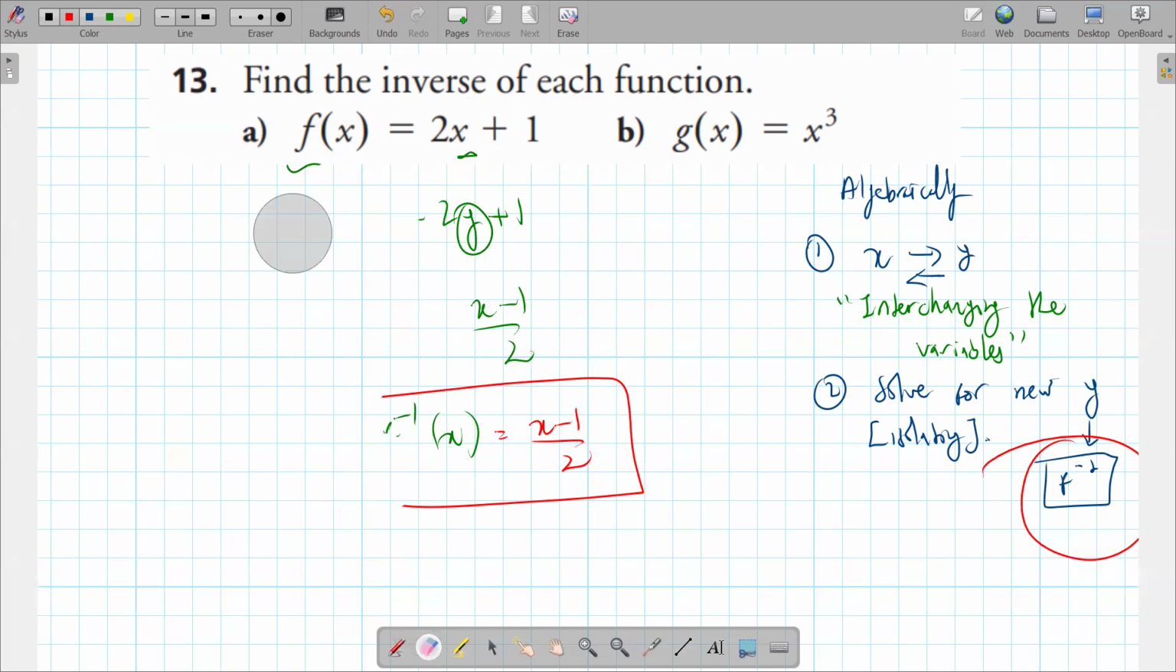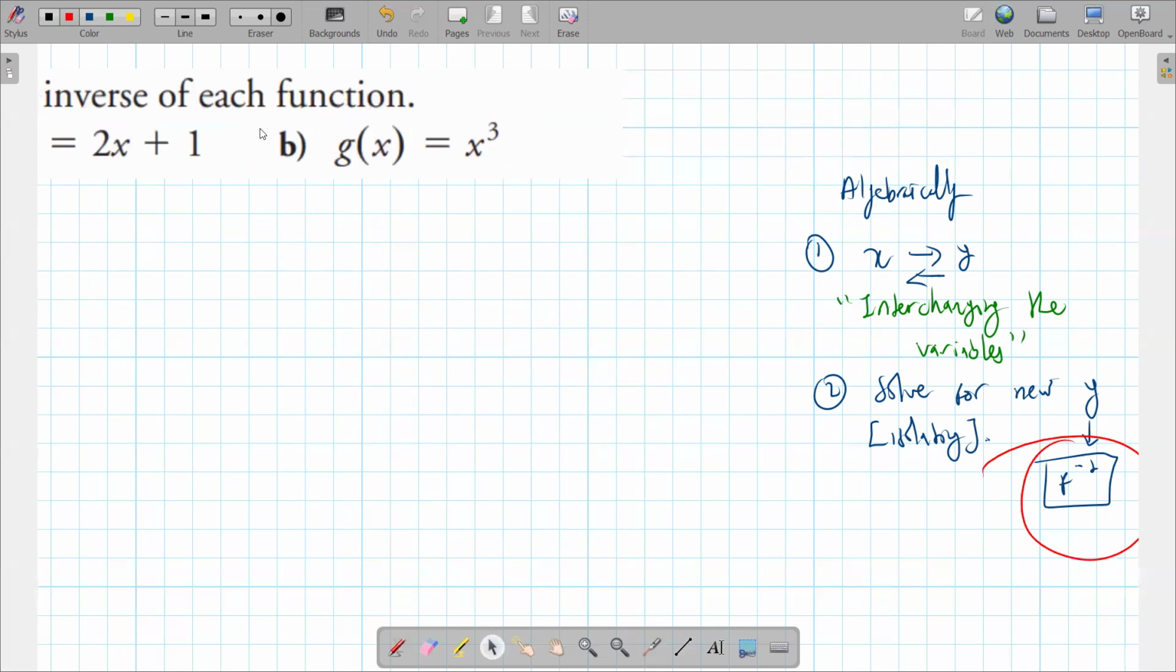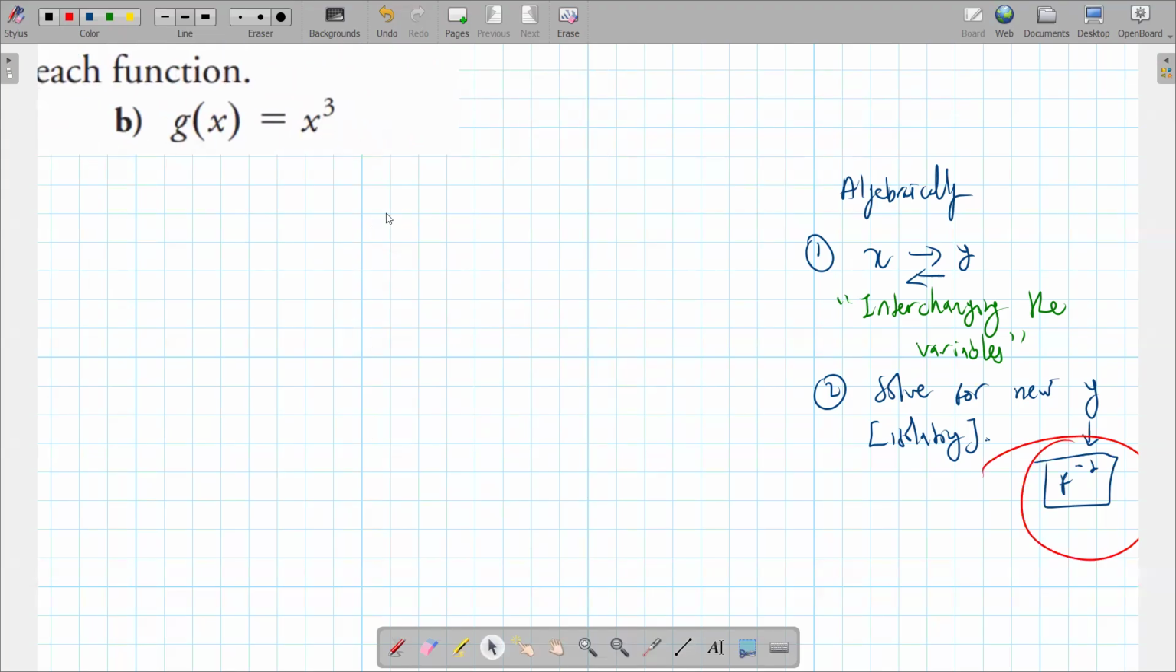Let's do B. Why don't you help me with B? What's the first thing we do? It says right there, step number 1. Swap x and y, right? Y becomes x, x becomes y.